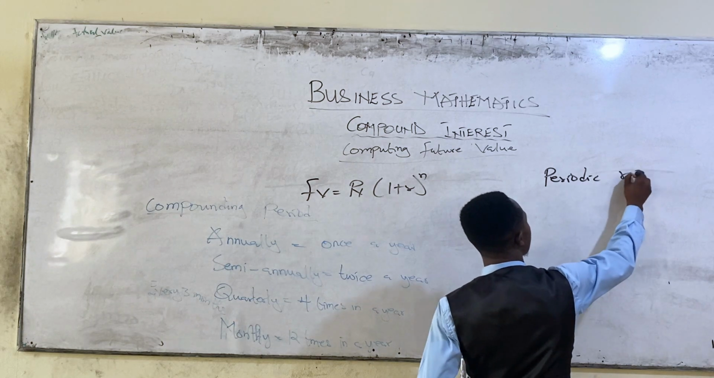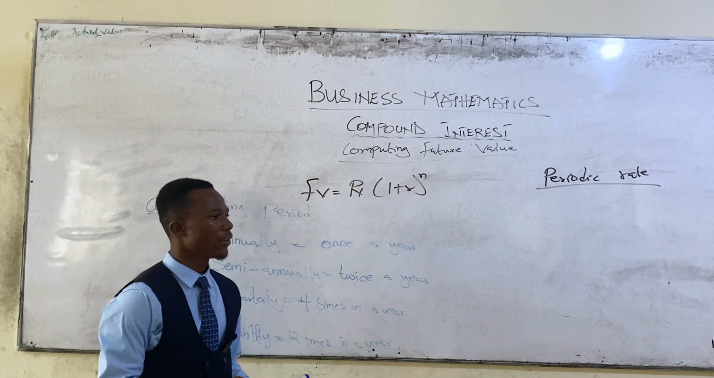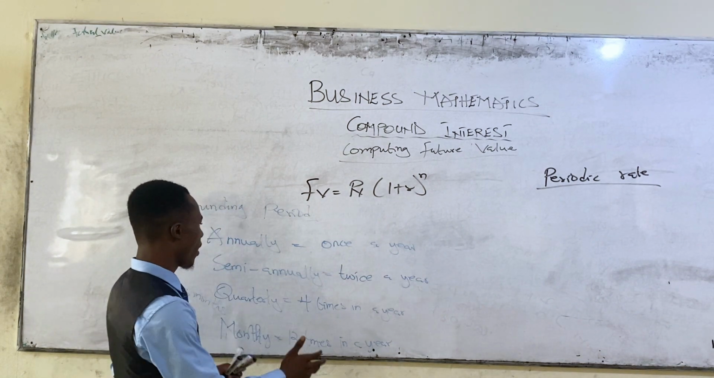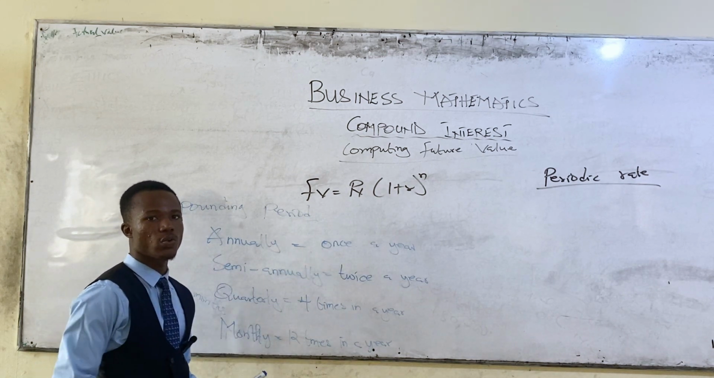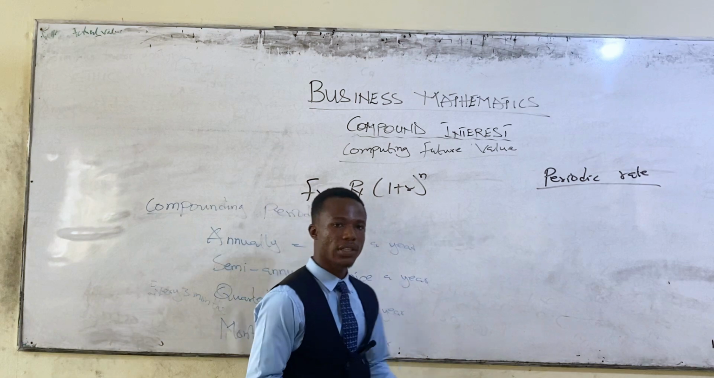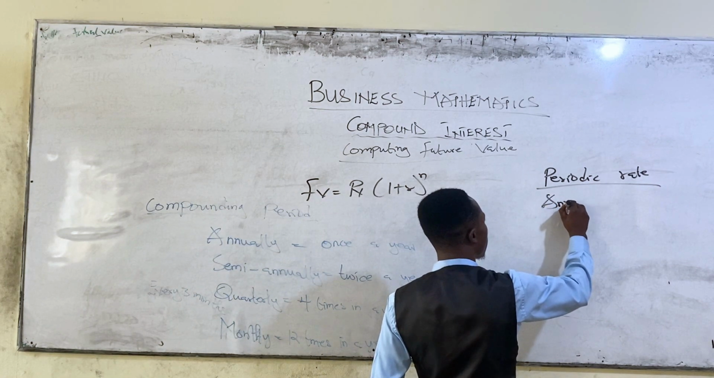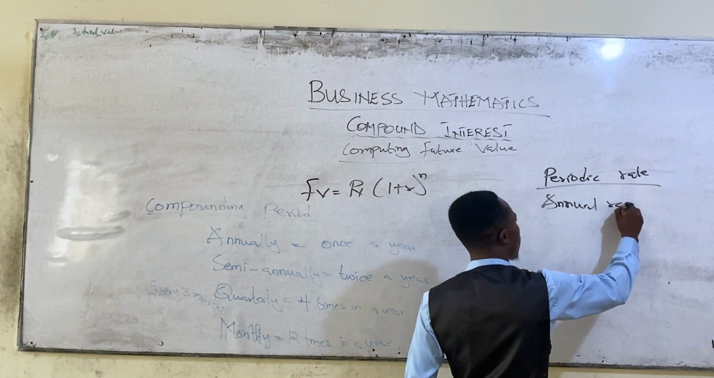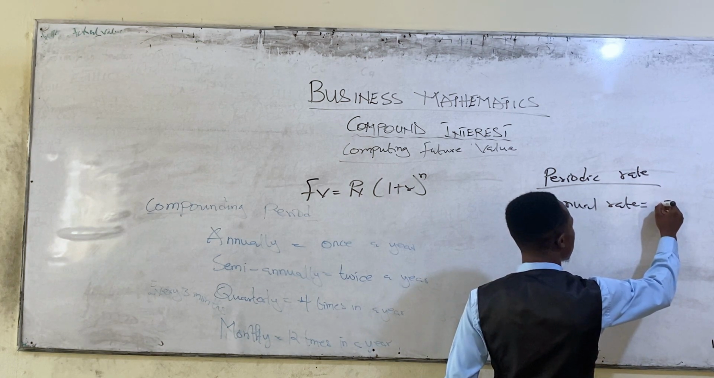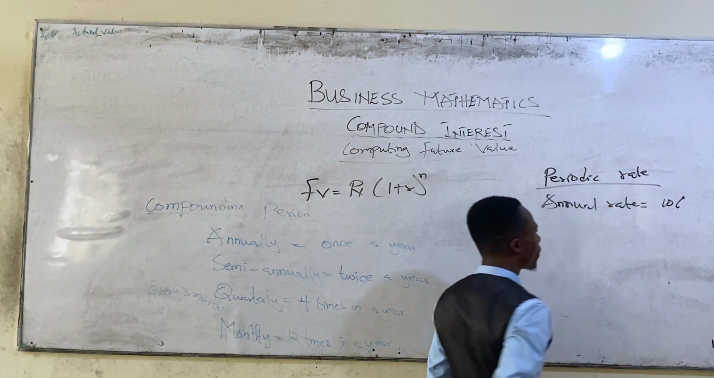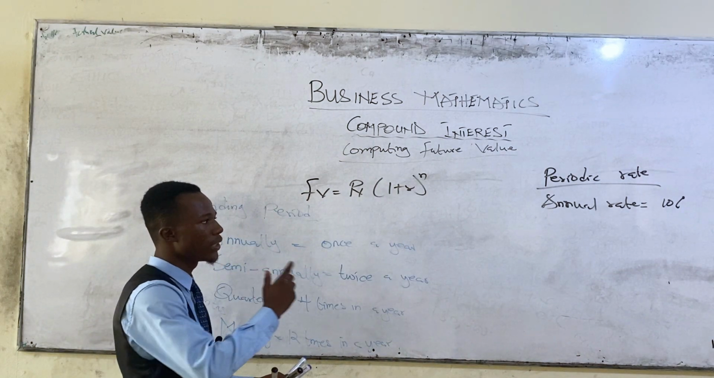Periodic rates. For periodic rates, what do we mean? We are saying the rate for a certain period of time, or the rate for the number of compounding periods. Now, a question can be given to you with an annual rate. Let's say the annual rate is equal to 10%. The annual rate here means this rate is for the whole year.